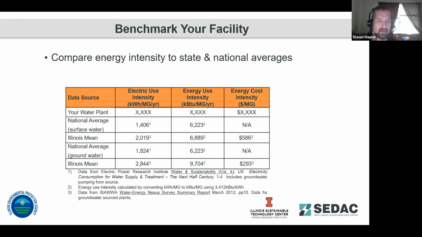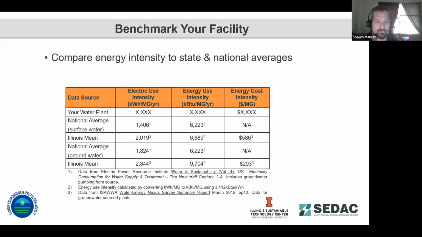And so part of this is that nationally, there's a lot of influence from surface water, where plants are pulling from seawater sources and doing desalination, whereas most of Illinois' water is coming from ground aquifers. Pulling that water up through the ground is a little bit more energy intensive than pulling it off of a surface water source.